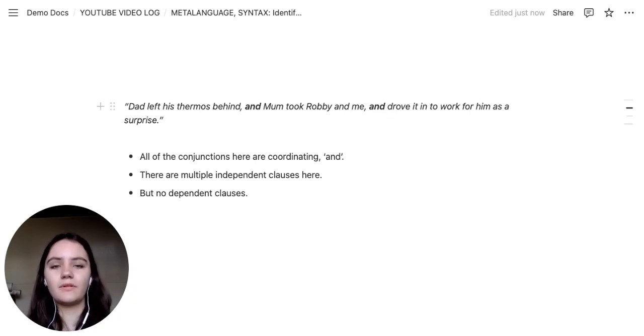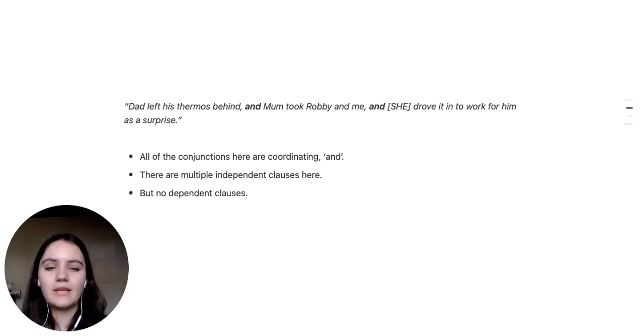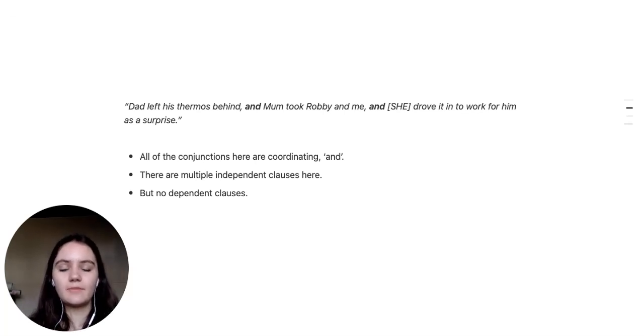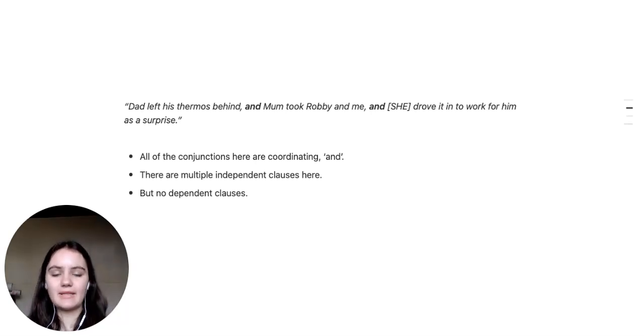I want you to note that our main way to spot a sentence is still going to be our coordinating conjunction and technically we can say that the subject is just elided or it's implied. For example, and she drove it to work for him. You can see if you read she drove it to work for him as a surprise, we still have an independent clause. It's not dependent.